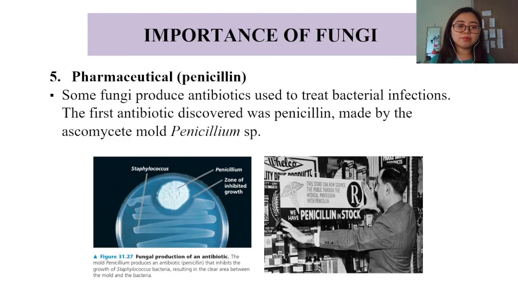Main example that we like to use is the importance of fungi in pharmaceuticals, especially in the production of penicillin. So some fungi will produce their own antibiotics, which is used to treat bacterial infections.